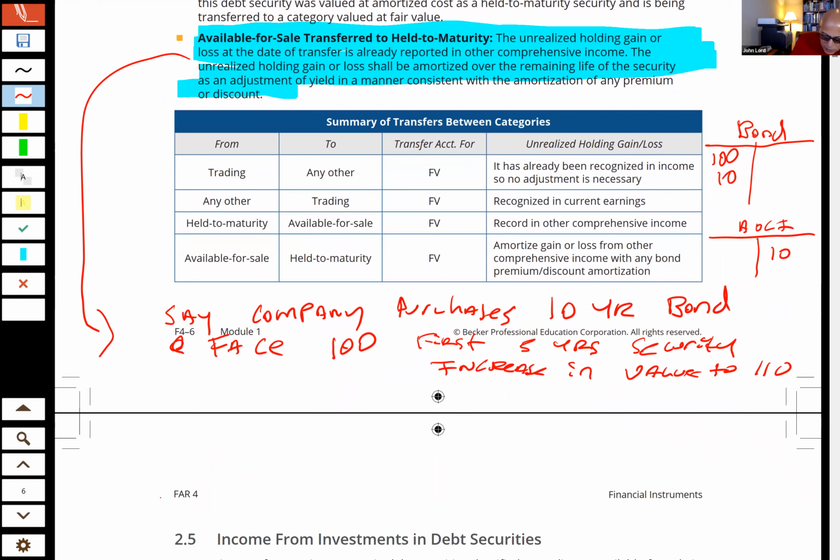Okay, then what happens? Then, just continuing on, in year 5, they reclass the security to held to maturity, which is what got us to this example.